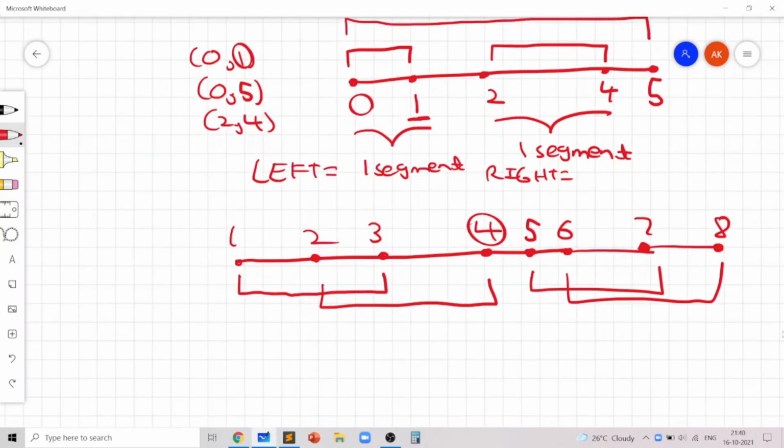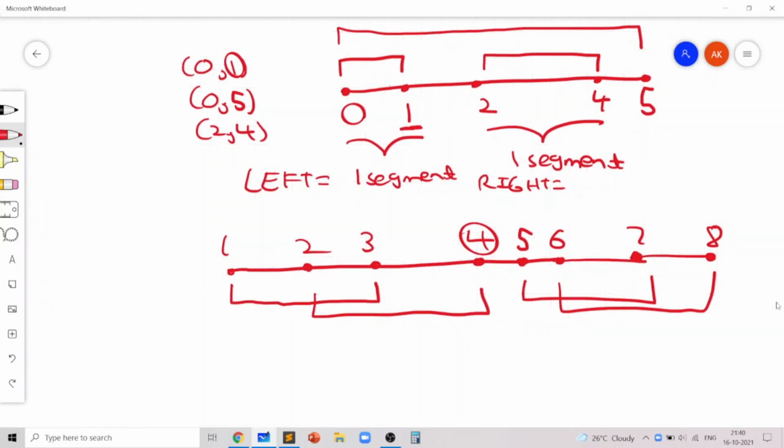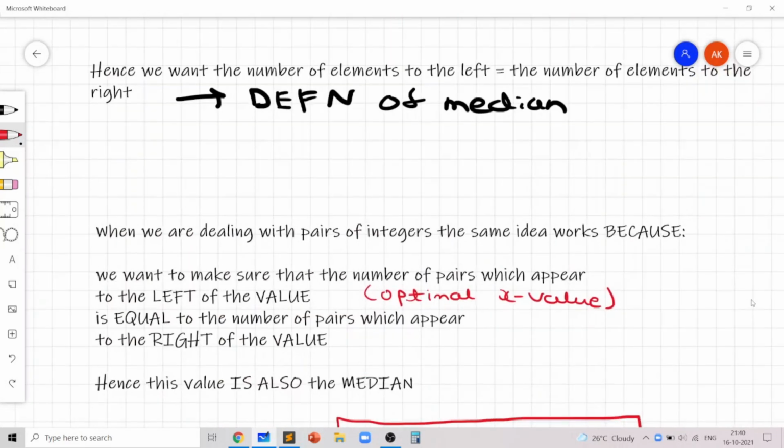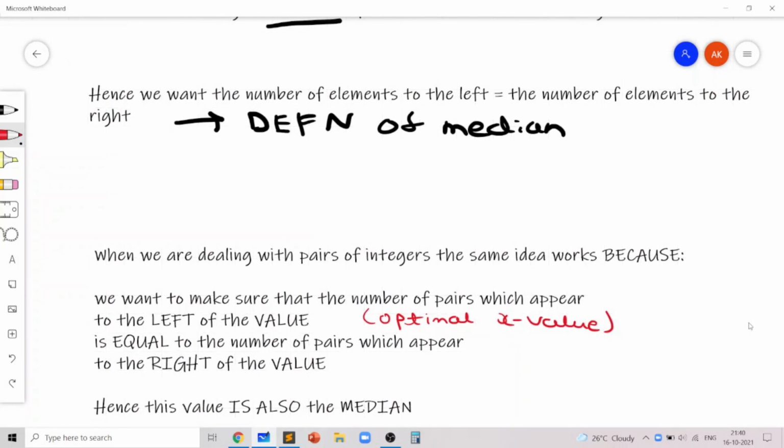So this is basically an informal way in which we can verify that the median actually does give us the optimal x value, which is the value which ensures that the number of pairs appearing to the left or equal to that value is the same as the number of segments which appear to the right. And that's why simply printing the median of the X list and the Y list gives the correct answer.